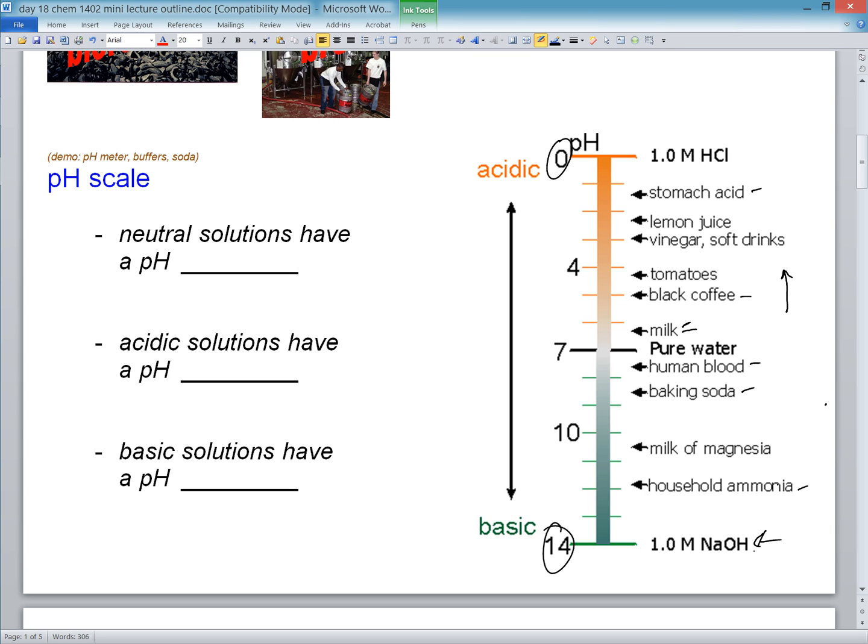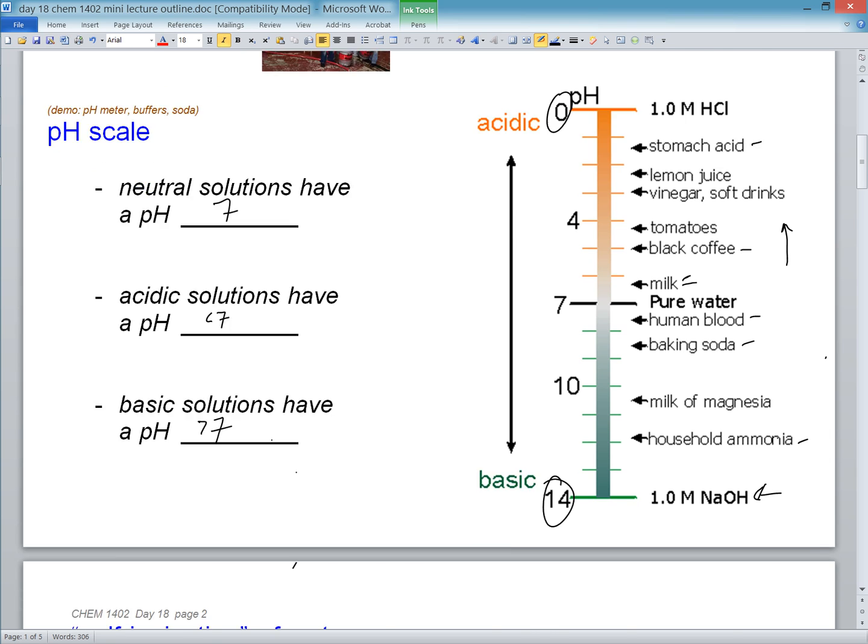But neutral solutions would have a pH of 7. How about acidic solutions? Lower than 7. And then basic solutions must be greater than 7. Okay.